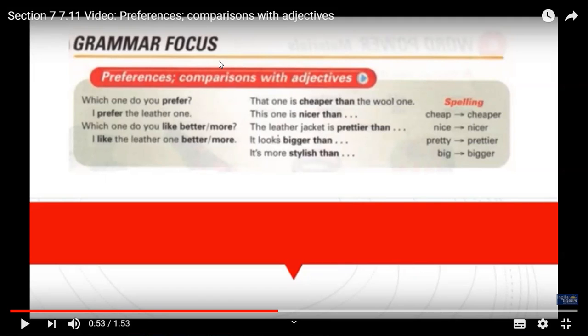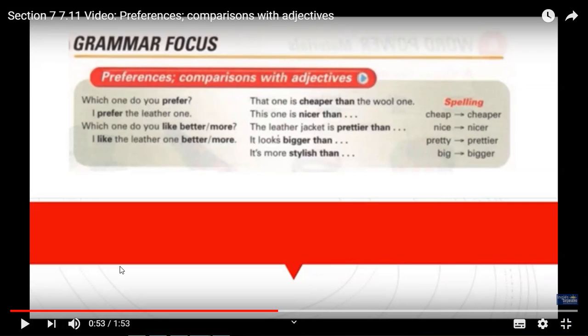All right. So I want us to practice with this first because this is a little bit complex, all right? So this part I'm going to explain in a second. Anyway, let's finish reading. So we're going to say cheaper. Nice. Nicer. Pretty. Prettier. Big, bigger. Okay, great. So this is the part I want us to work with. So we're going to say, which one do you prefer?